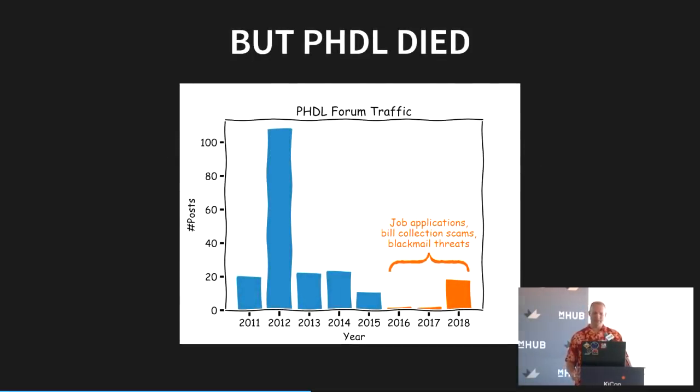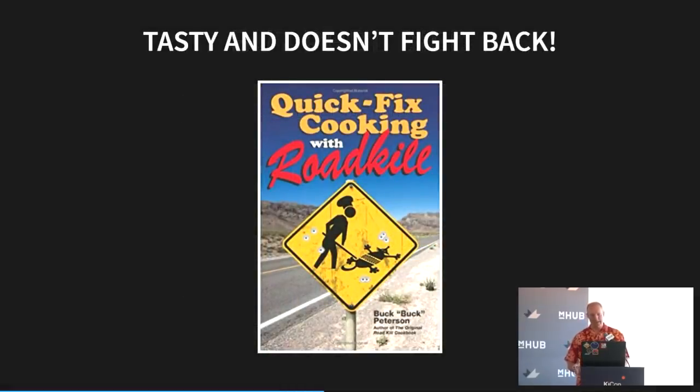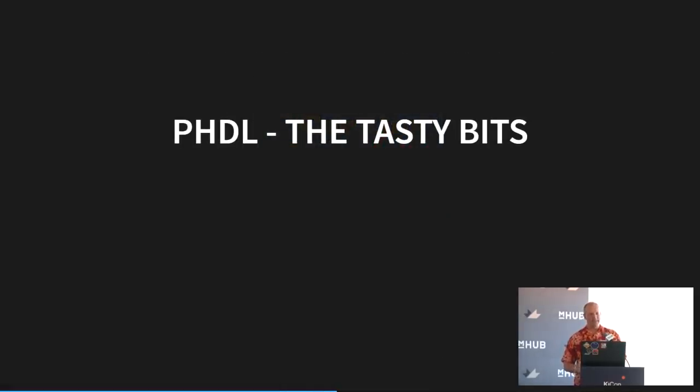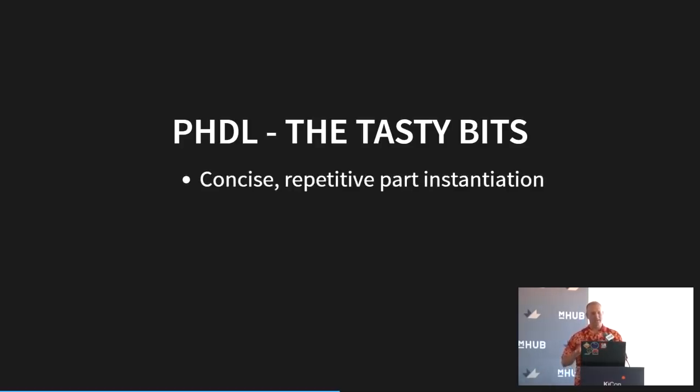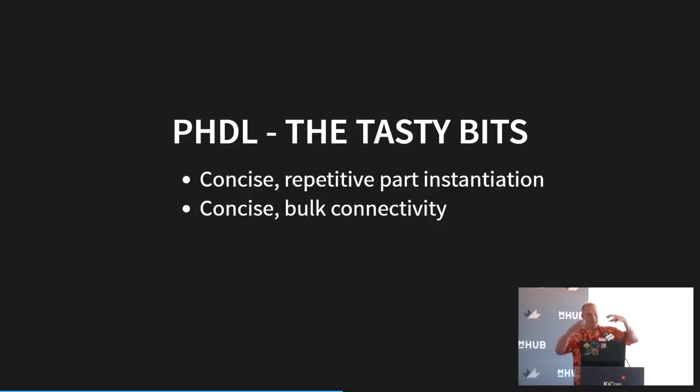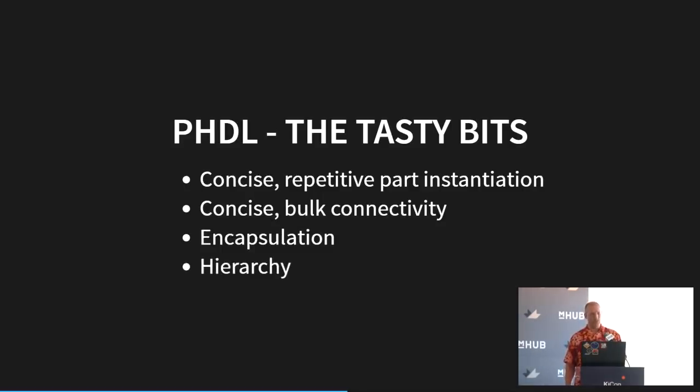This is the forum traffic. It peaked in 2012, and that was pretty much it. There may be some monks somewhere that are still using it, I don't know. But as scavengers have taught us, there's a lot of value in dead things. They're tasty, and they don't fight back. So what are the tasty bits that PHDL laid out before us? Well, it had concise, repetitive part instantiation: make a lot of parts very easily. And it had concise bulk connectivity, a way to put the wires in between them without having to put each individual wire in there. And it had the twin hammers of modular design, encapsulation, and hierarchy.